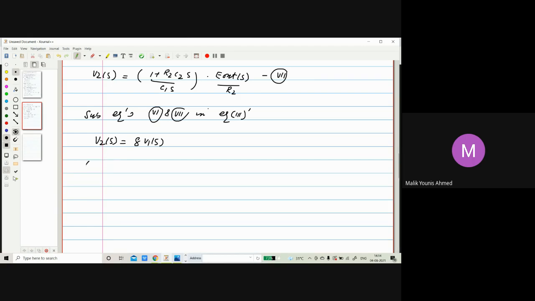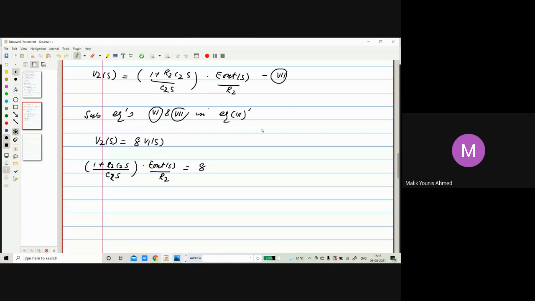That is 1 plus R2 C2 of S divided by C2 of S. Oh, sorry, it's C2 of S here. Okay, C2 of S multiplied by E naught of S divided by R2, which should be equal to 8.